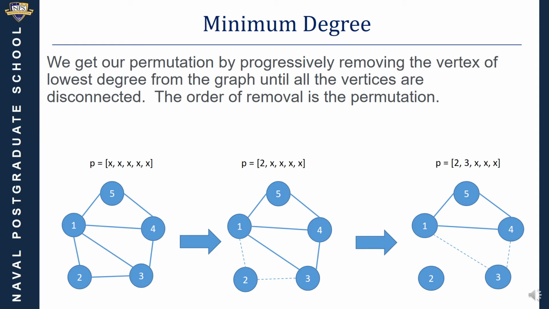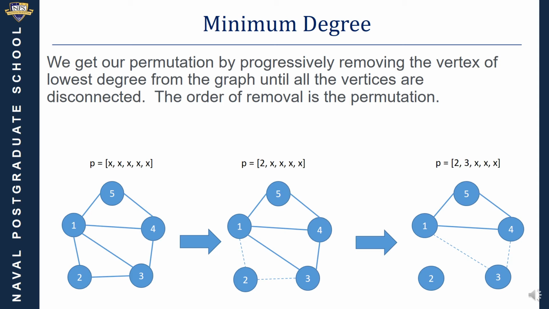Now that we have our graph, we can now use the minimum degree algorithm to generate our permutation. So we look at the graph on the far left and see that nodes 2 and 5 are of minimum degree. We select one, in this case 2, for removal, and use that as the first element of our permutation.